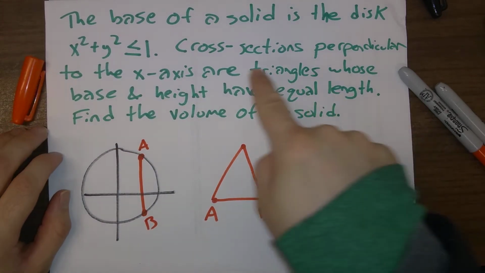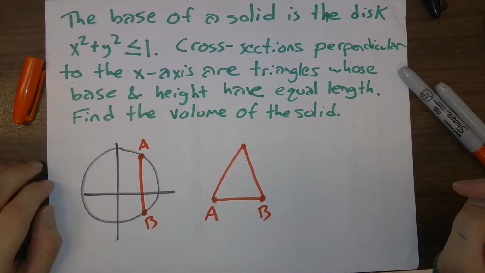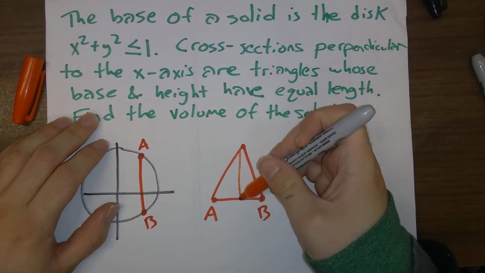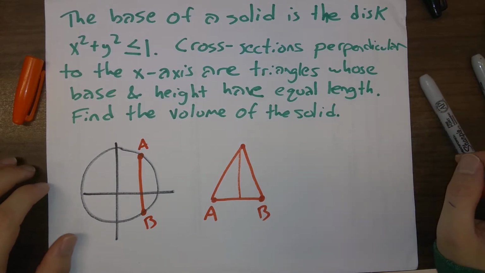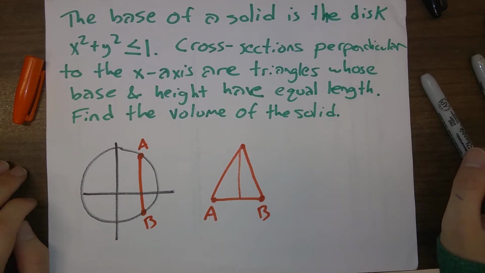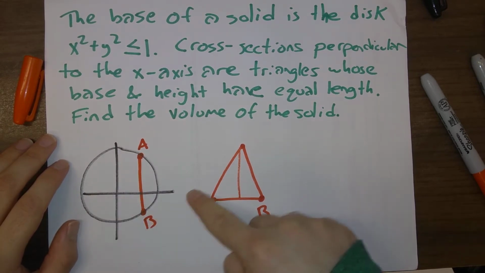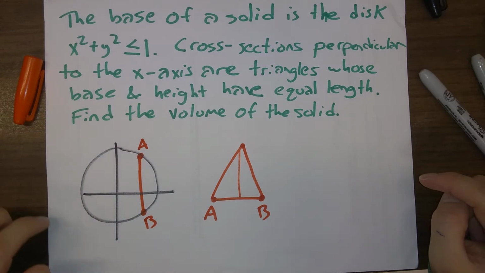And it's not just any kind of triangle. Importantly, we're told these are triangles whose base and height, so the base here and the height here, are equal. Our job is to find the volume of the solid. So we're going to figure out a formula for the cross-section area, but instead of integrating with respect to y, we're going to integrate with respect to x along the x-axis.